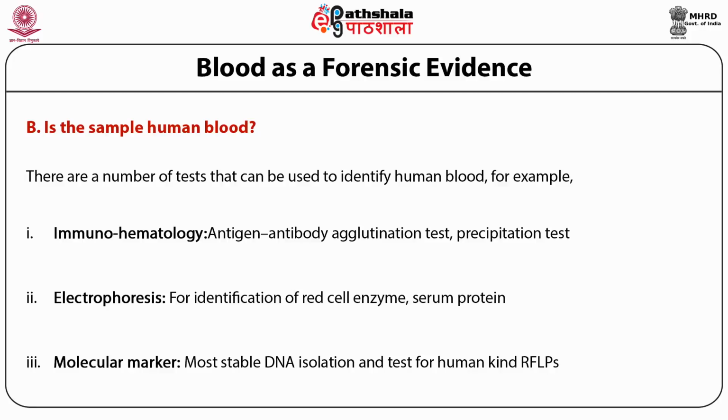In the case of electrophoresis, red cell enzymes and serum proteins are used for identification. In the case of molecular markers, the most stable DNA is isolated and tested for human origin, and RFLPs are used.